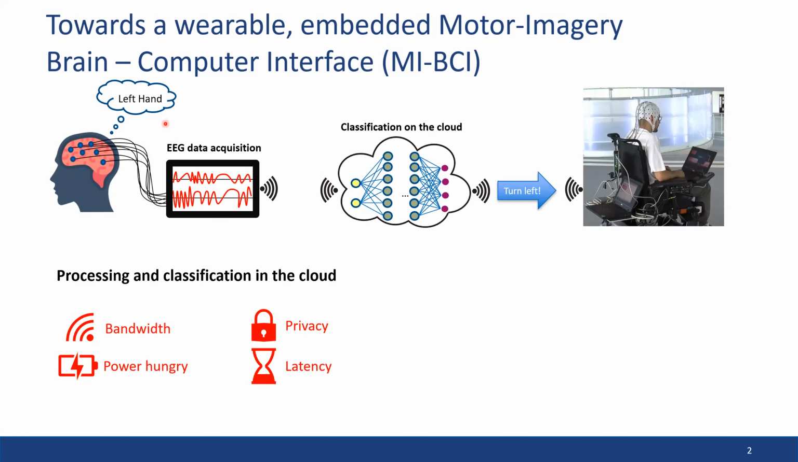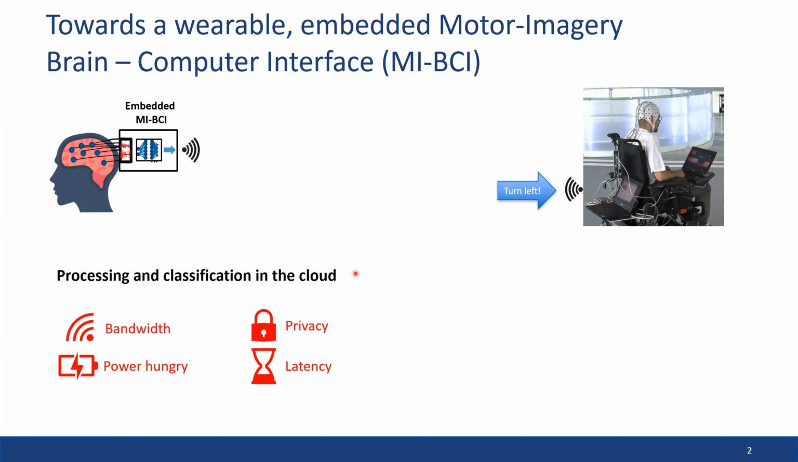However, doing this processing on the cloud also comes with some limitations, mostly because we need to send the data to the cloud. This requires large bandwidth, a lot of power, and also comes with some latency to send it to the cloud and then back. This is especially problematic for time-critical applications, as well as some privacy issues. So we may not want to share our raw EEG data with third parties.